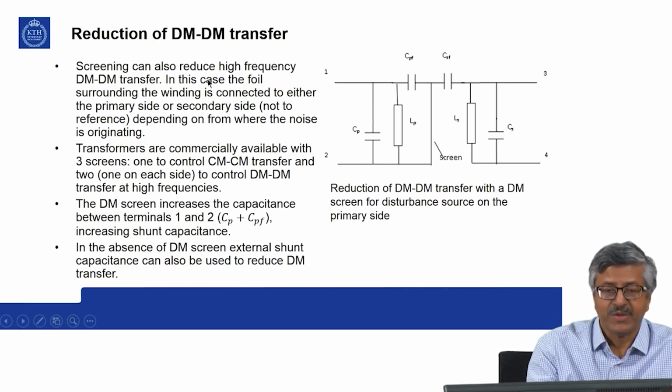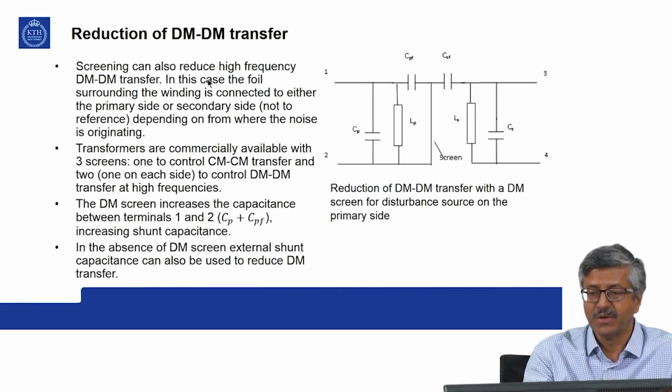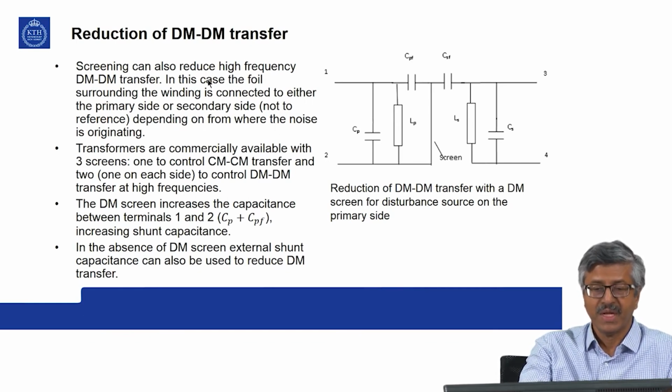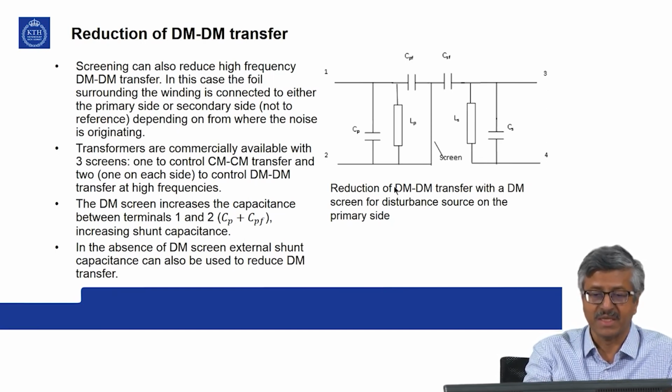Screening can also reduce high frequency DM-DM transfer. In this case, the foil surrounding the winding is connected to either the primary side or the secondary side, and not to the reference, depending on where the noise is originating. Transformers are commercially available with 3 screens, usually one to control CM-CM transfer and one on each side to control DM-DM transfer at high frequency. So, one to primary and one to secondary, and one for common mode transfer between primary and secondary. So, there can be up to 3 screens in a transformer.